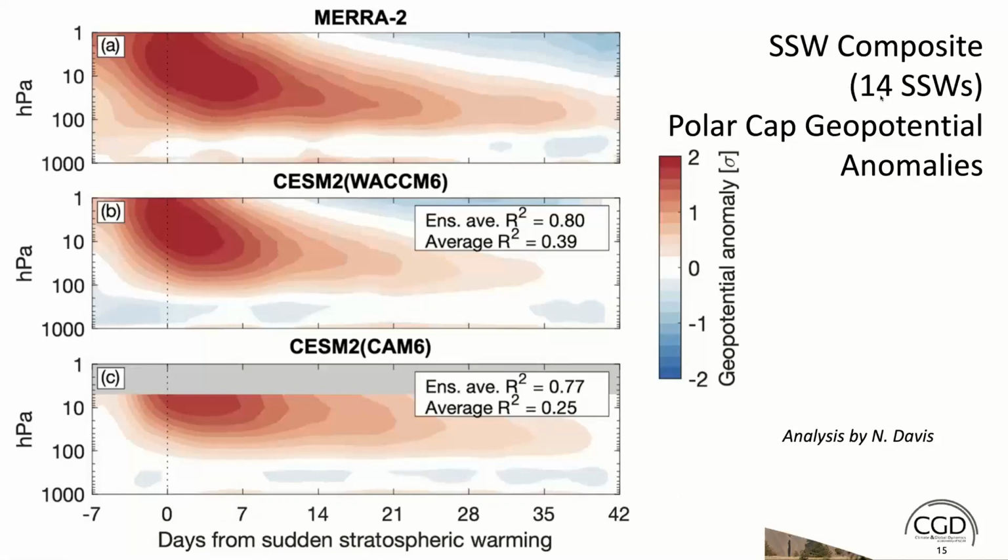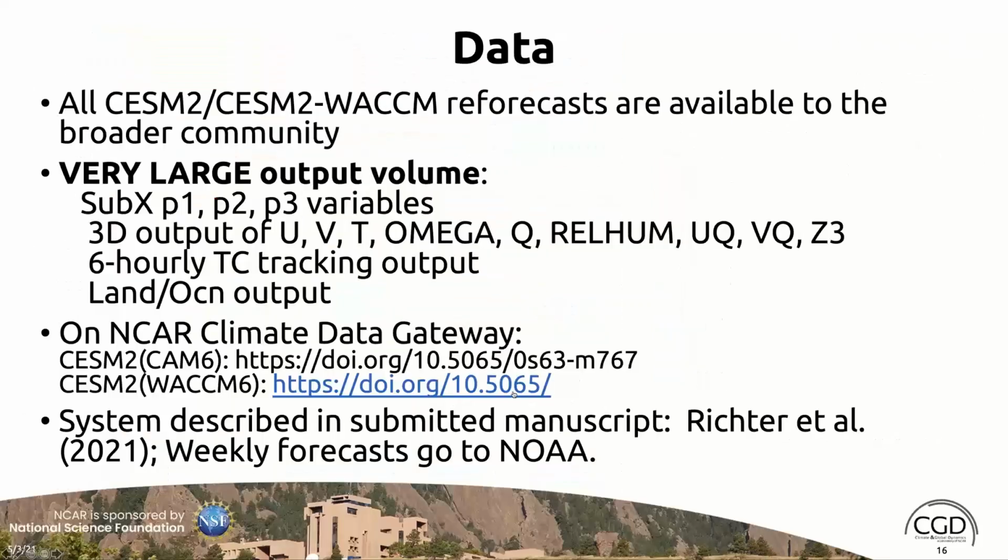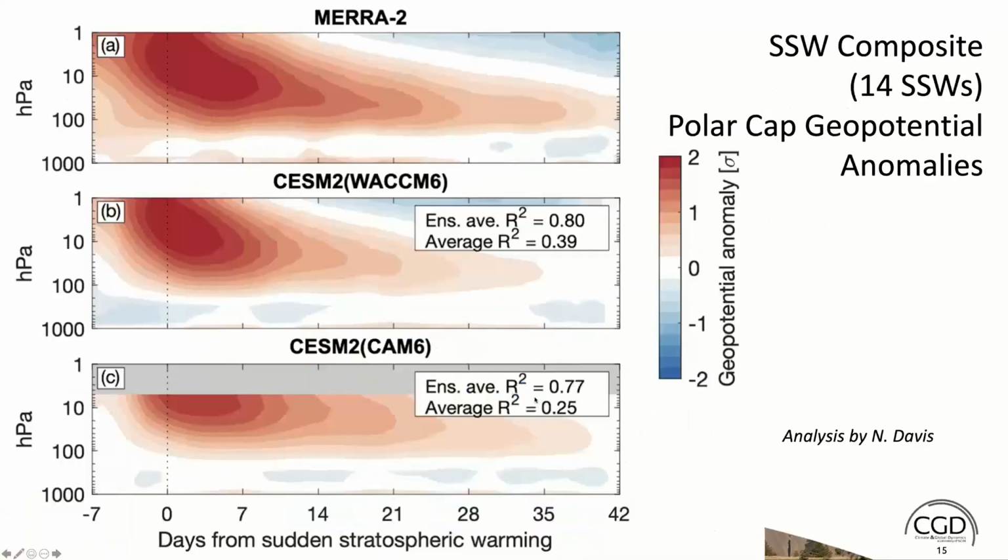And I'm showing here polar cap geopotential anomalies. So what you should see is these anomalies coming down after a sudden stratospheric warming to the lower stratosphere, and then also you see a signal at the surface, especially in observations here. And if you look at CSM2 WACM, the correlation coefficient squared with observations is 0.8, and it's only a little bit lower for CSM2 CAM6.